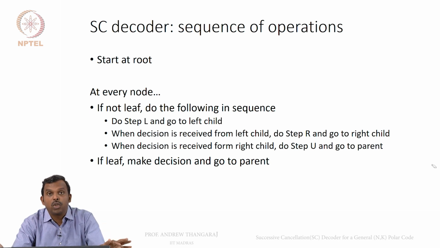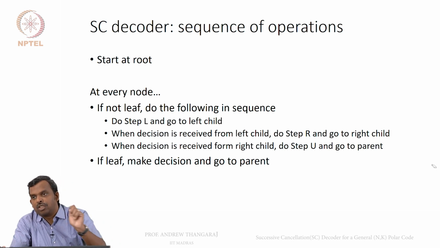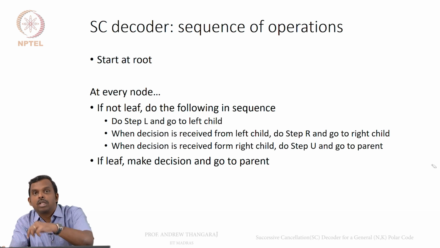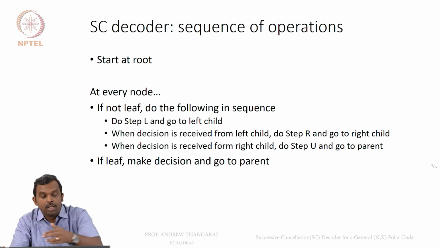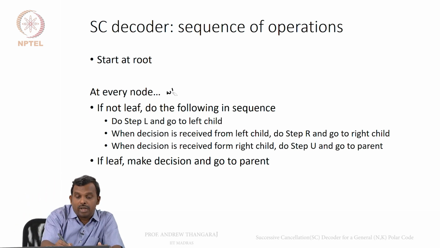If the node is not a leaf, for instance the root is not a leaf, or any other interior node which has children, then you have to do the following things. You first do step L and then you go to the left child. What do I mean by going to the left child? Once the beliefs are given to the left child, the left child becomes activated, and the left child will do whatever it has to do. So at every node, when it is activated, it has to do the following.